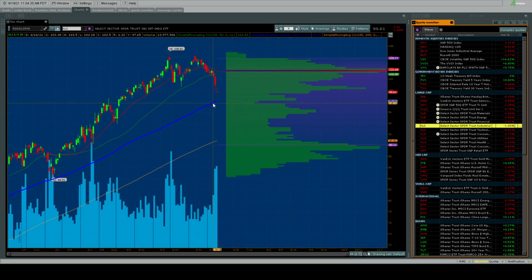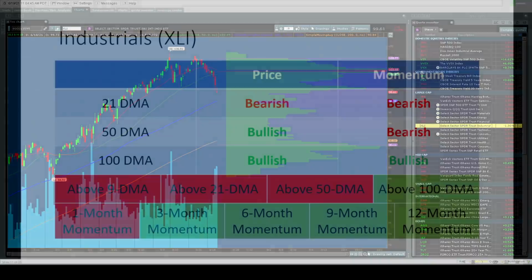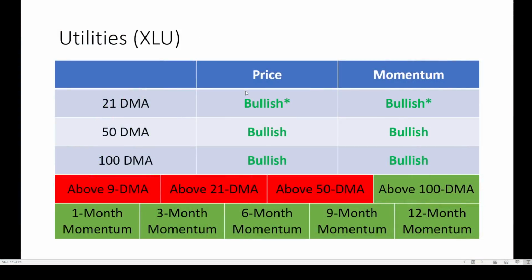The next path for XLI is going to be right around its 100-day moving average. This is not a chart of confidence when you see this kind of move. It tells you there's definitely some liquidations going on there. How about the utility sector? On the 21-day moving average, price momentum is now turning back positive, even though it remains below its 50-day moving average and the 21 and 9.